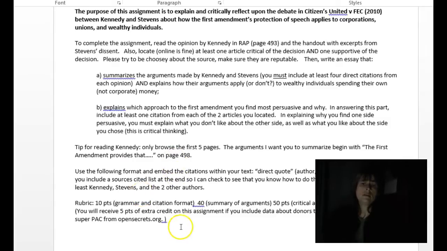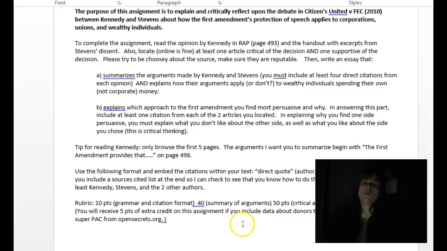And you can notice the rubric down here: 10 points for grammar and citation, 40 points for the summary, and 50 points for the critical. So each of these, 40 points here and 50 points here. You can also get some extra credit by including some information from opensecrets.org about super PACs. All right.